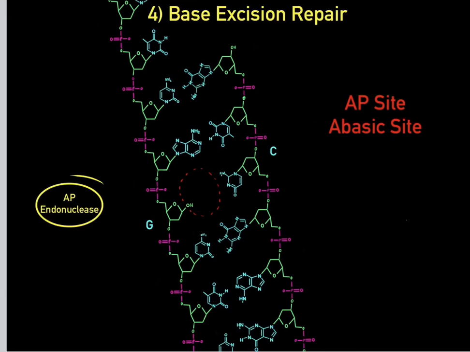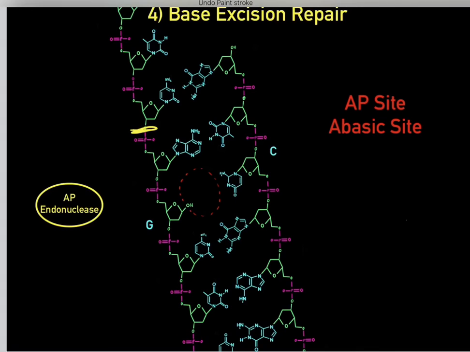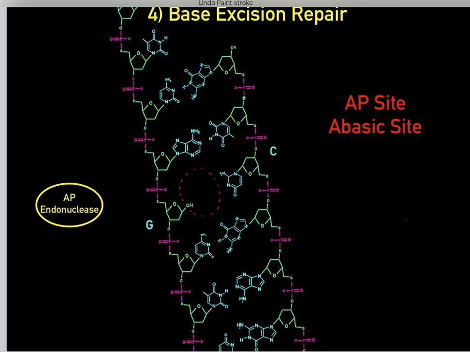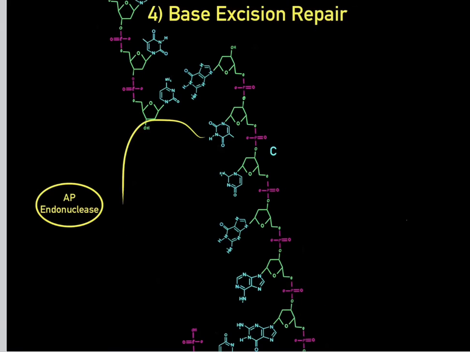But fortunately, we have these AP endonucleases that sense this empty region. So once these AP endonucleases sense this empty region, we can go through a very similar pathway as nucleotide excision repair. Those same 3 steps that we learned earlier. We can go through a very similar mechanism where this AP endonuclease breaks these covalent bonds and breaks this backbone. And once we break this backbone, we can essentially remove this stretch of DNA, removing this abasic site.